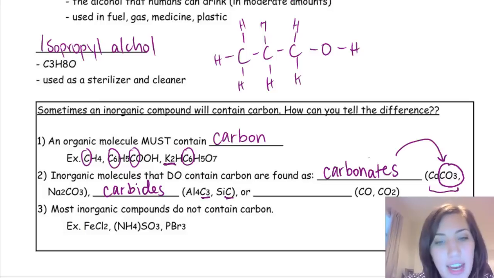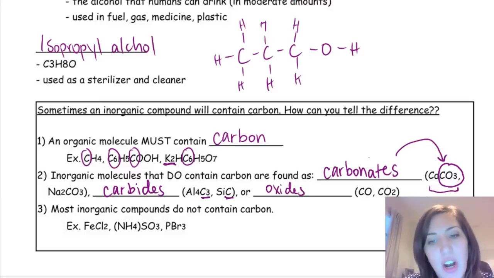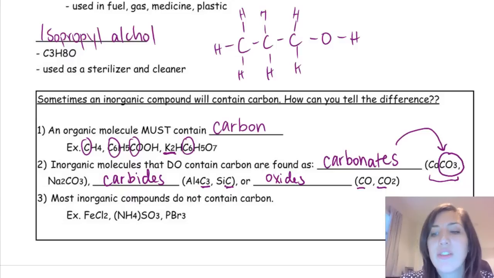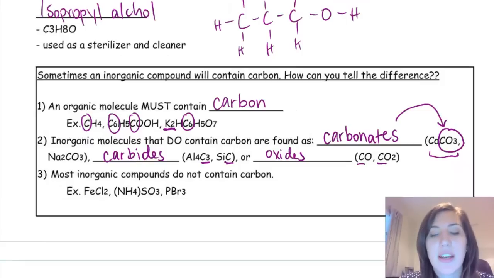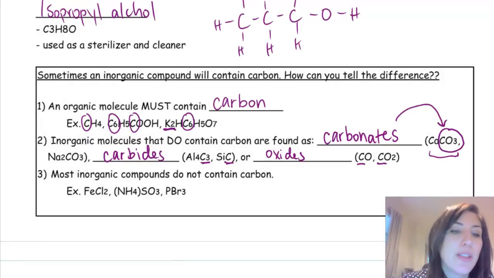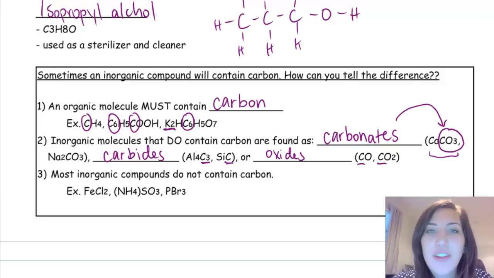Or there are oxides. So oxides will often contain carbon as well, like carbon monoxide or carbon dioxide, but these are not found in living things, like to make it living. So we do not consider these to be organic. Most inorganic molecules will not contain carbons. So here we have iron 2 chloride, we have ammonium sulfite, and phosphorus bromide. So these are not organic compounds because they do not contain any carbon molecules.